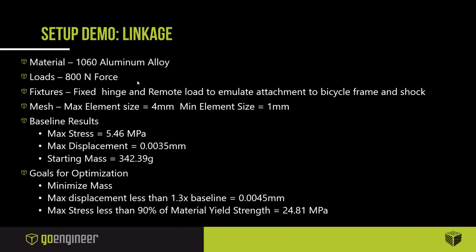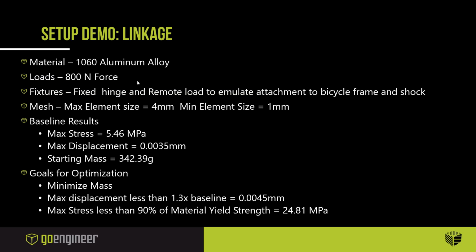We want to minimize the mass, obviously. We also want to limit the max displacement. As we are lightening the overall part, that will naturally lend it to being less stiff as a whole. As a result, we can expect the max displacement and resulting stresses that we see for the same types of loads and fixtures and material to rise. And we want to make sure that for whatever results that we're getting, it does not rise beyond 1.3 times the baseline. In addition, we want to make sure our max stress that we could possibly see in our optimized shape is less than 90% of the material yield strength, so about 25 megapascals.